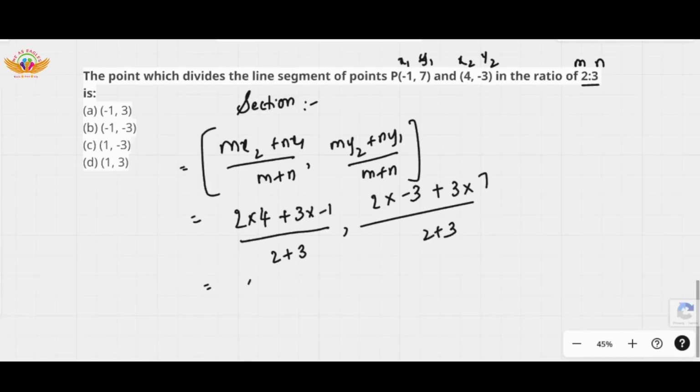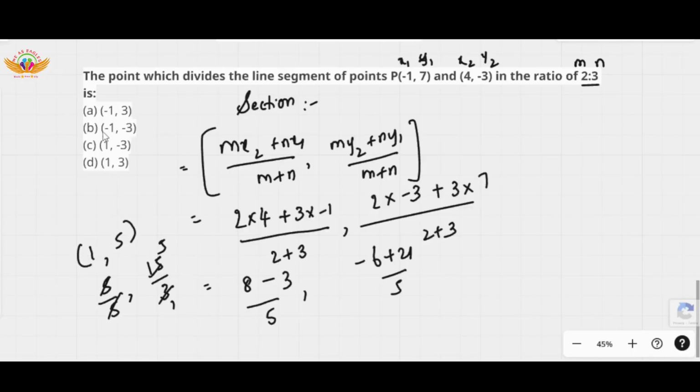Yes, so 4 2s are 8. 3 into minus 1 is minus 3, so 8 minus 3 by 5. Here also, minus 6 plus 21 by 5. So what is 8 minus 3? 5. 5 divided by 5, comma, what is 21 minus 6? 15 by 5. So 5 cancels, 1, comma, 3 ones are 3, 5 threes are 15, so 3. So 1 comma 3 is the answer.